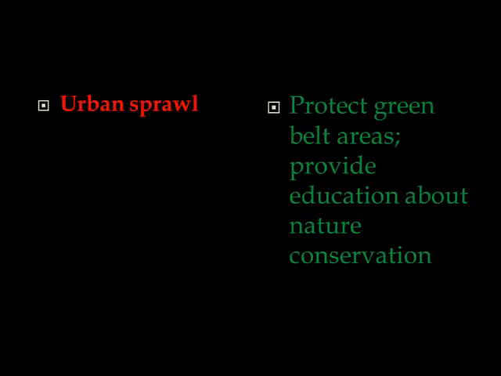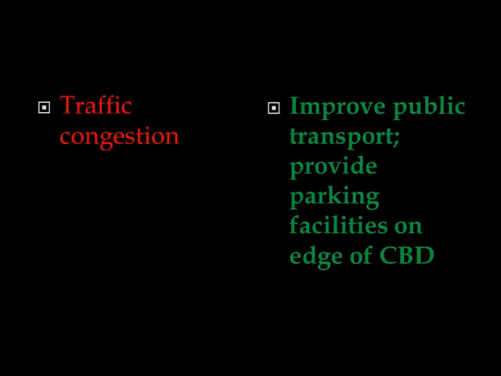Urban sprawl. We have to protect the green belt areas. Remember, green belts will be those areas that have plantations, trees, nice parks on the edge of the cities. What is the purpose of these green belts? They reduce the amount of pollution that we find in the city, and again they beautify the city. They just make the scenery, the city, look beautiful. Now we have to protect them against urban sprawl, and then they provide education about nature conservation.